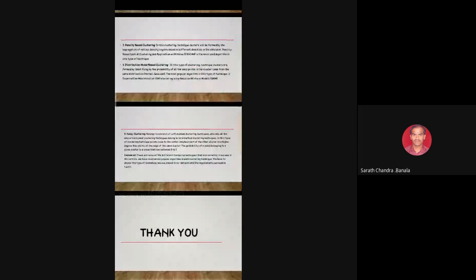I am giving the conclusion. There are some of the different clustering techniques that are currently in use, and in this article we have covered one popular algorithm. In each clustering, we have to choose the type of technique we use based on our dataset and the requirements we need to fulfill. Thank you.